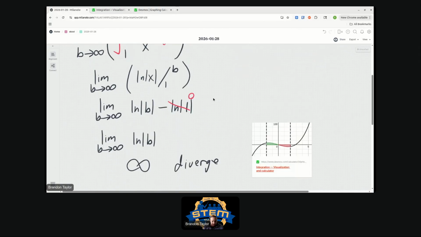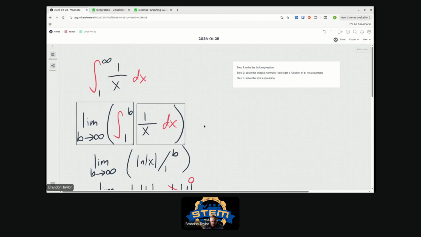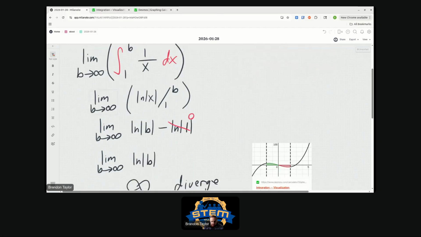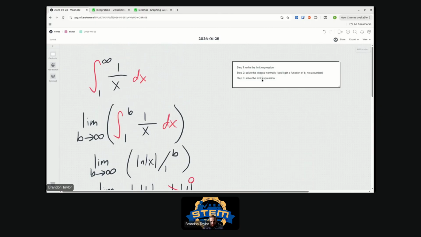That's an example where it diverges, and you can see the process, right? The first step is, wherever you see the infinity, make it limit as b goes to infinity of that, which we did. Then you just solve the integral normally, which we did. And then finally, after we solve the integral, we're going to get a function of b. And then you just take the limit of that. That's the last step. Solve the limit expression.